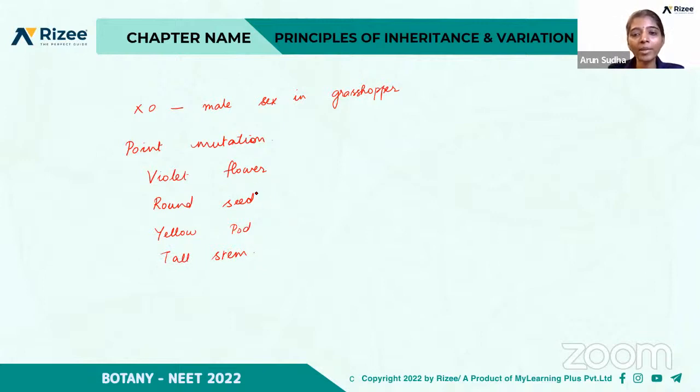So what are the dominant and recessive characters? You check in that and then answer. Among these, which is the dominant and which is the recessive character? So what will be the answer?